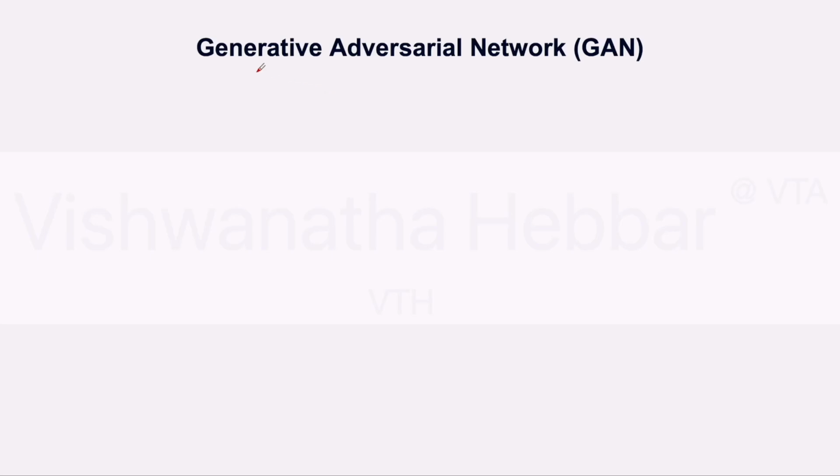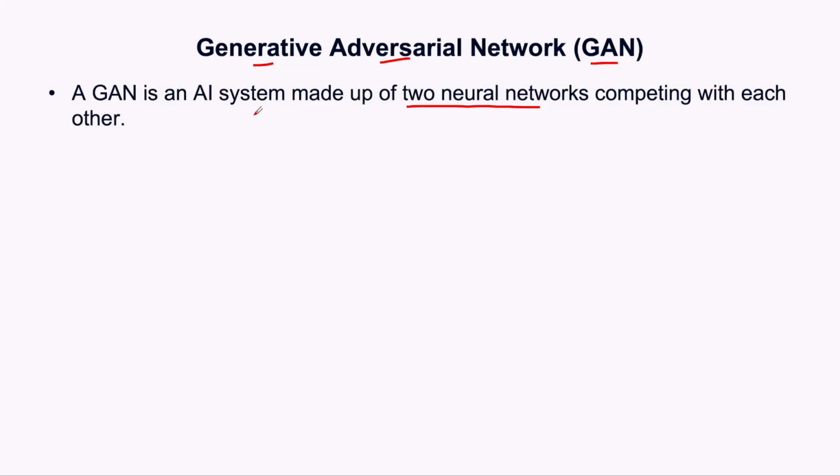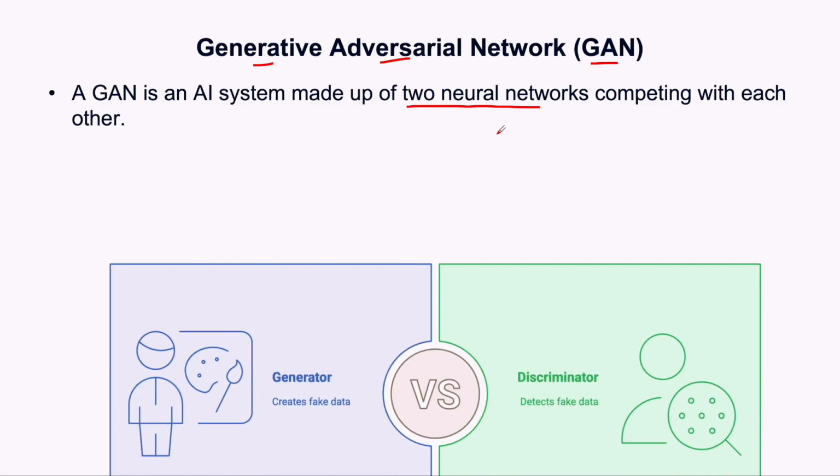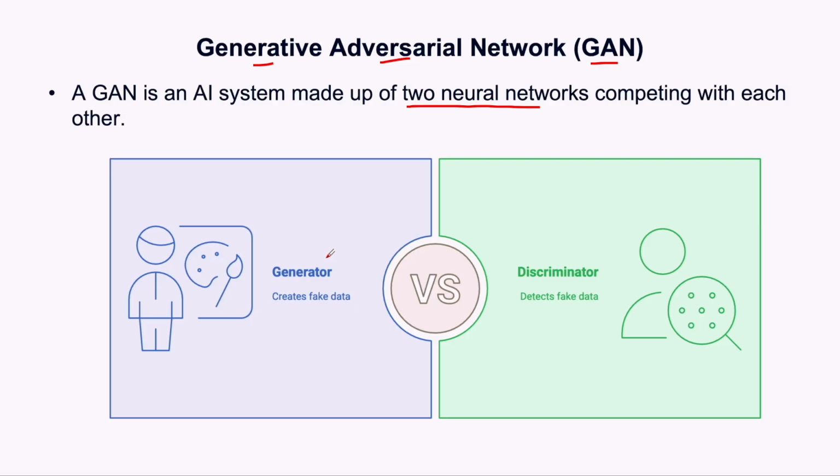Hello, welcome. Let us discuss Generative Adversarial Network, or GAN. A GAN is an AI system made up of two neural networks competing with each other. One is a generator, which creates the data, and the other is a discriminator, which detects whether the data is fake or not. Here the generator creates fake data like photos, and the discriminator checks whether it is real or fake. They keep challenging each other until the fake data looks like real.